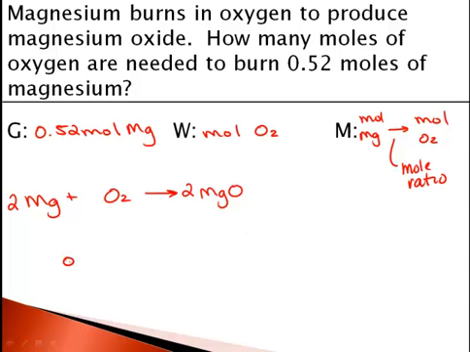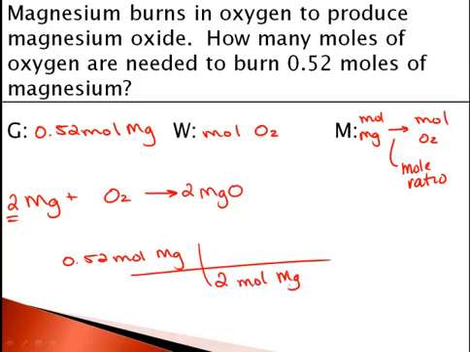So we take our 0.52 moles of magnesium, and from our balanced equation we have 2 moles of magnesium in the reactants, and we only need 1 mole of oxygen. So 0.52 divided by 2 gives me 0.26 moles of oxygen.